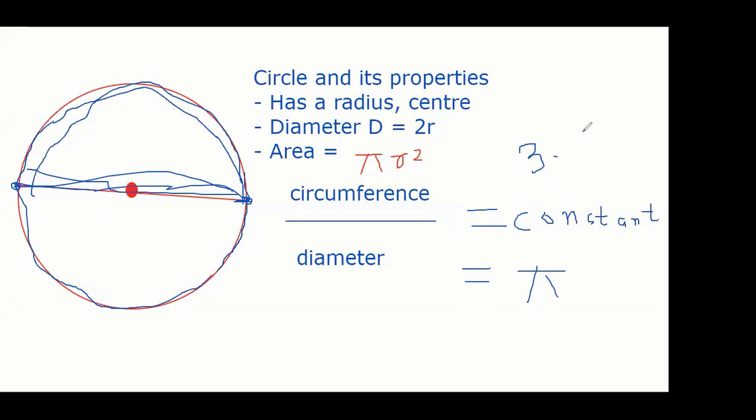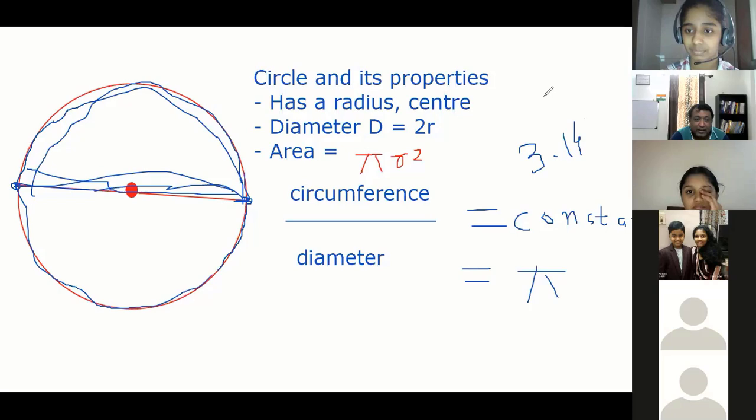Getting it, everybody? Yes, sir. So, it is a constant. It means what it says: for any circular object, the ratio of circumference to diameter is always the same. Tanvi, are you okay?